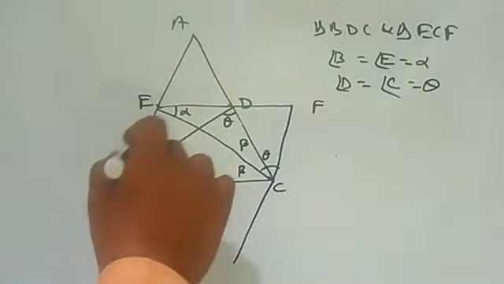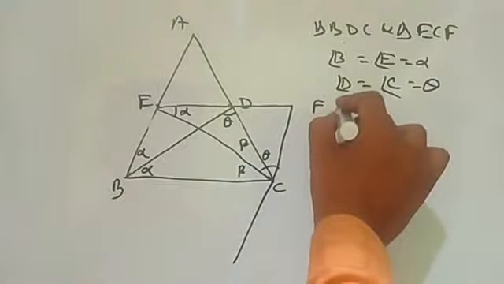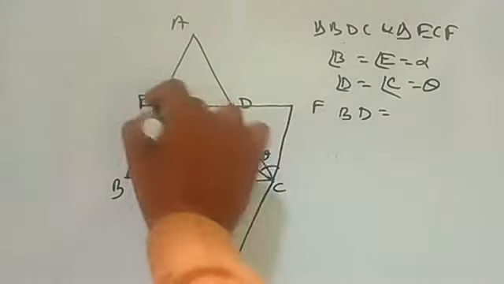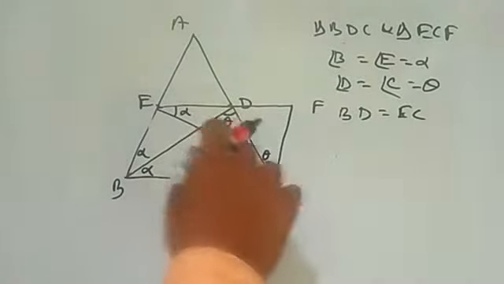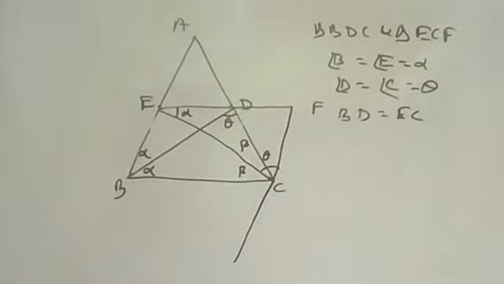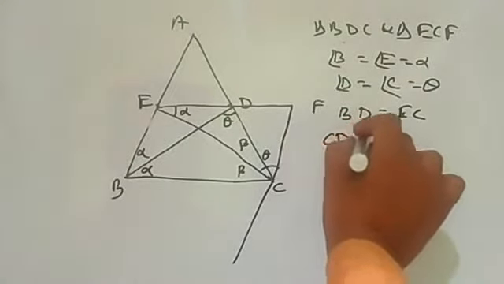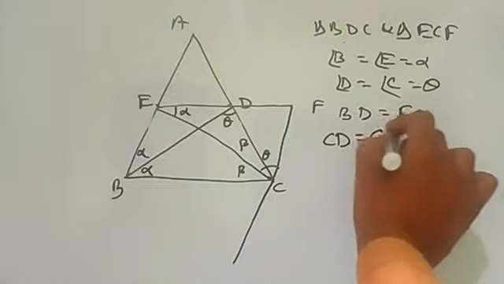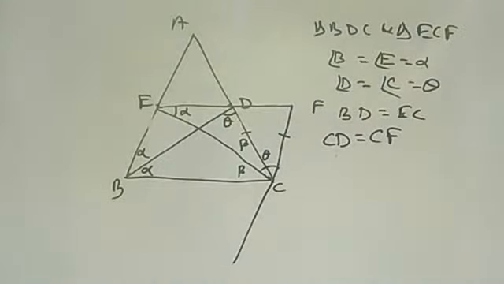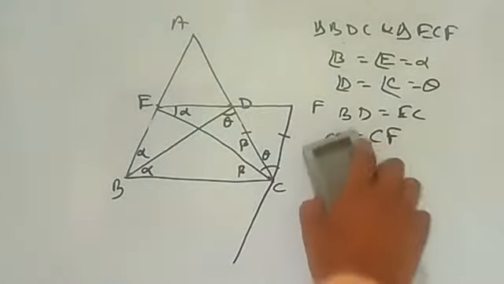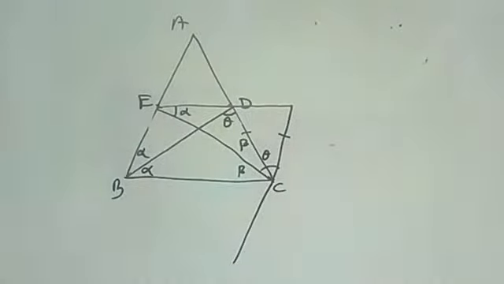And this line BD is equal to EC. So that means both triangles are similar, implying that CD is equal to CF. And now we found that CD is equal to CF.